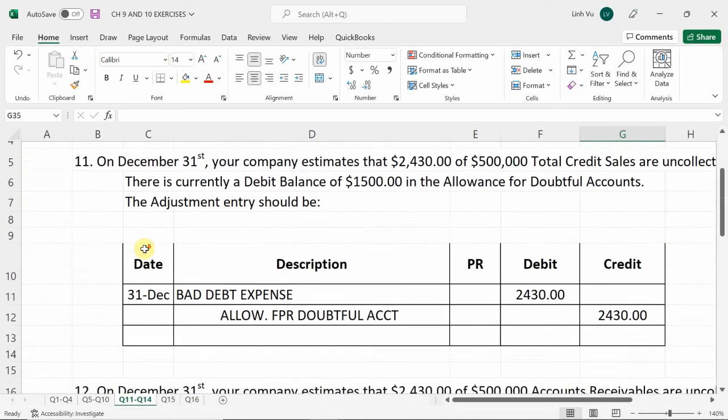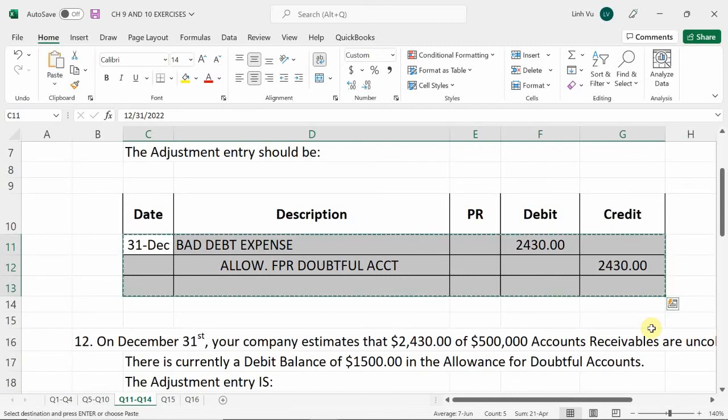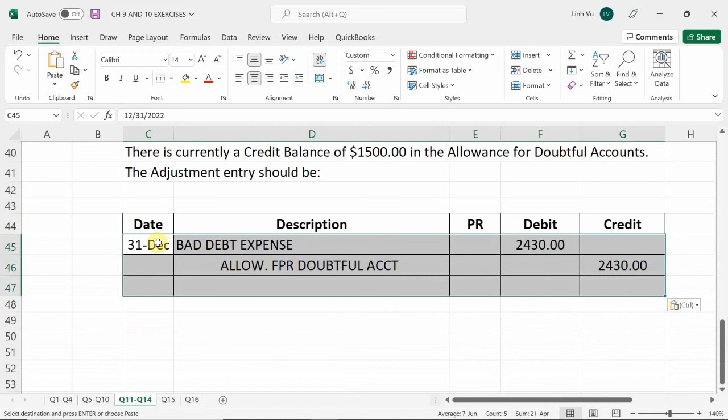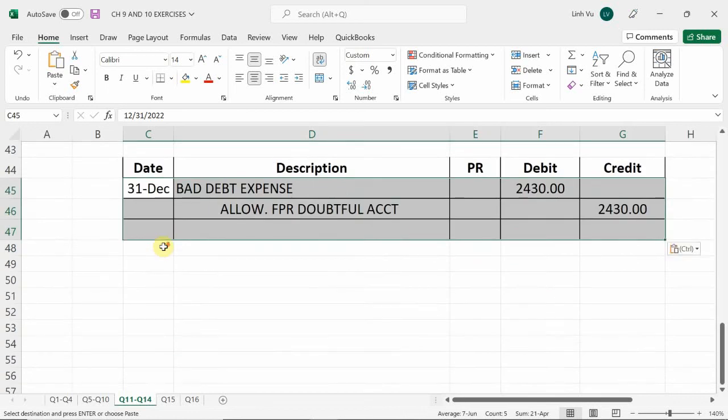Good, excellent. We are using the income statement method, which once again, you only see total credit sales. You don't see anything about accounts receivable or the allowance for doubtful accounts. So in this case, you will choose to ignore the account balance. All you're looking for is just the estimated amount, which is the $2,430. Good. All right.